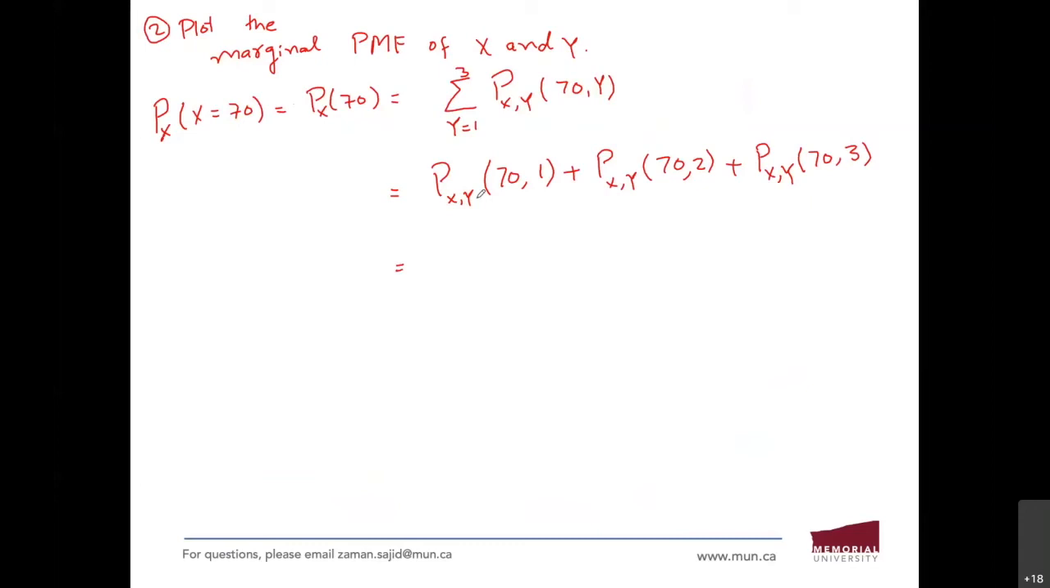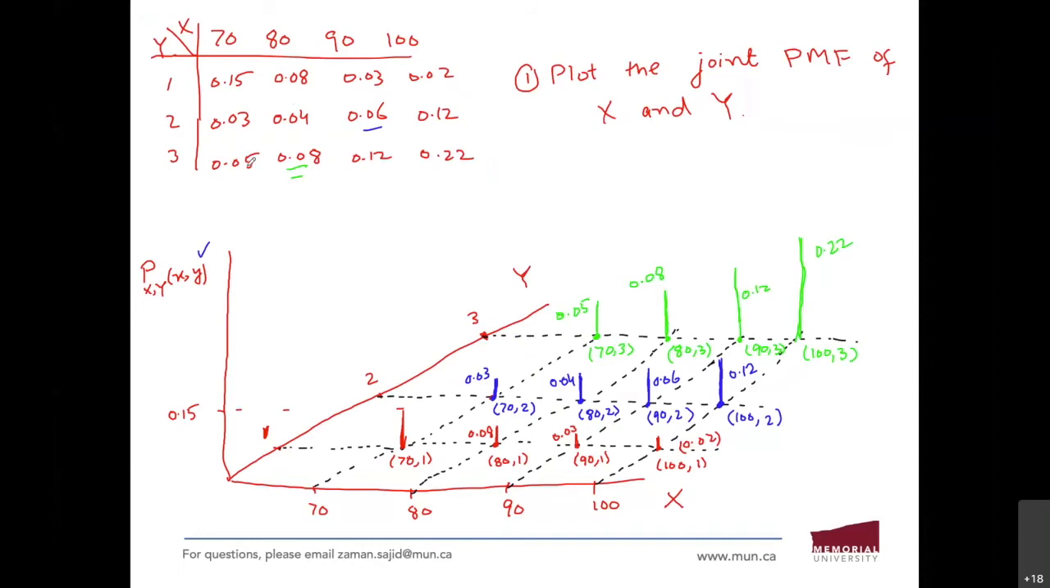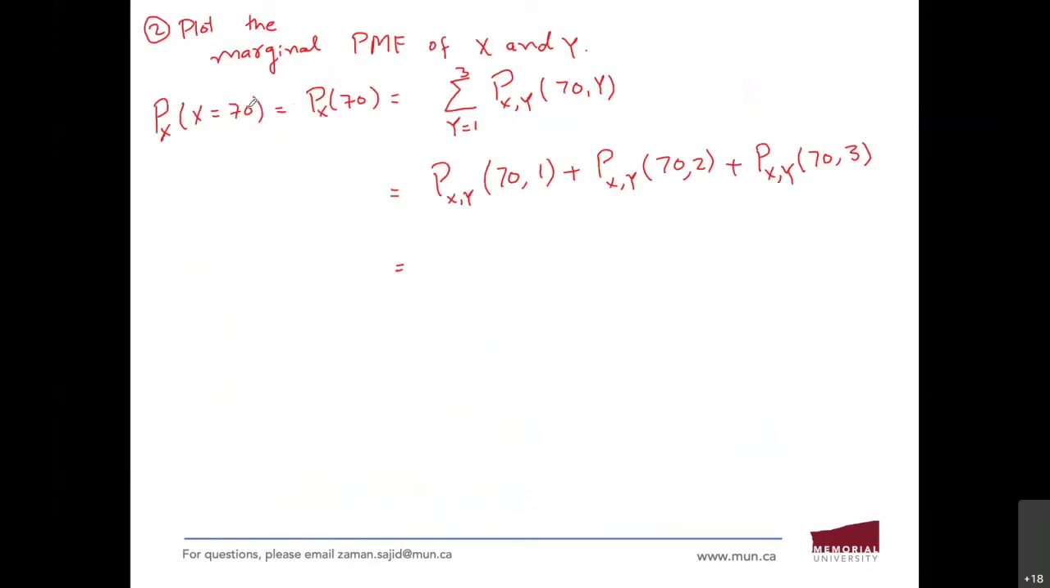I'm going to the previous slide to show you. So what I'm interested in here, I need to find out at the value of x is equal to 70 and y is equal to 1, what is my value? So I go back to my previous probability table here. So at x is equal to 70 and y is equal to 1, this is the value which I am concerned with. At x is equal to 70 and y is equal to 2, this is 0.03. At x is equal to 70 and y is equal to 3, the value is 0.05. So these are the values from the table.